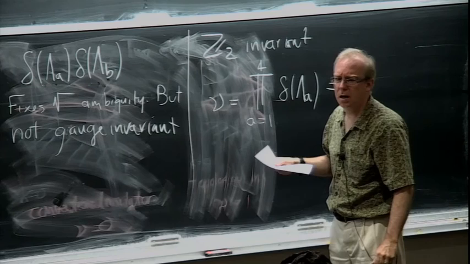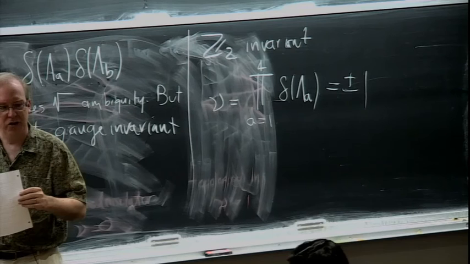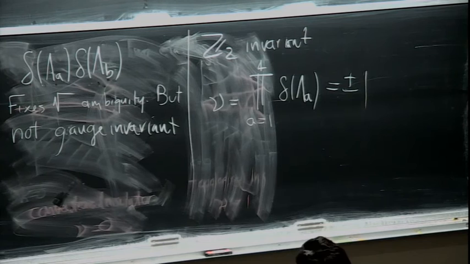So if I do a large gauge transformation where I change the phase of my wave function in a way that it wraps by 2 pi going around the Brillouin zone, then that will change, you know, so let's suppose the Brillouin zone is a torus going around this way.